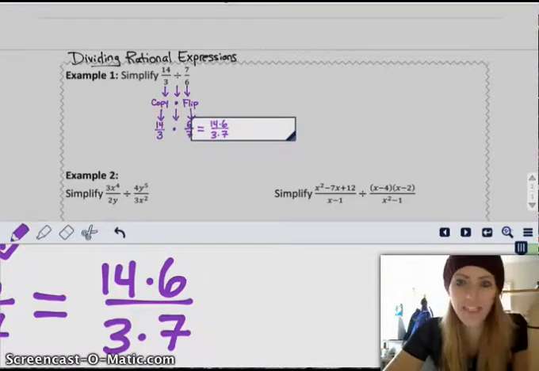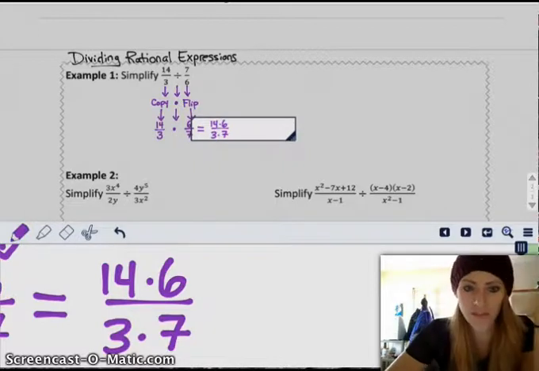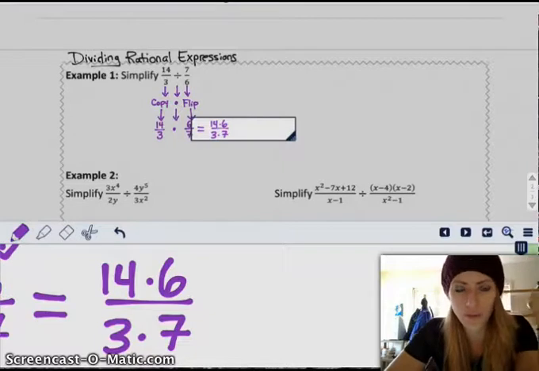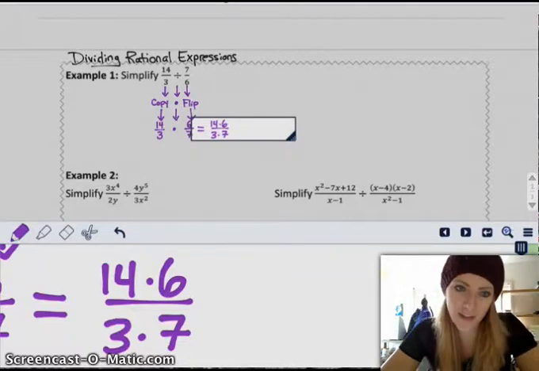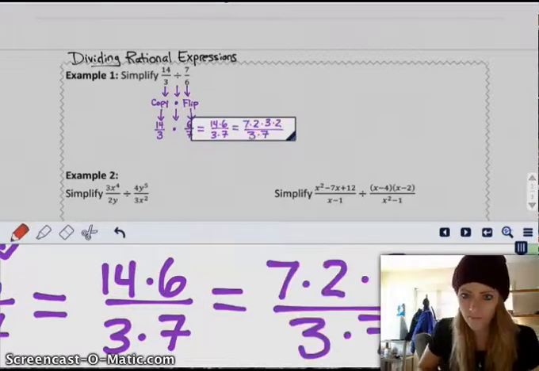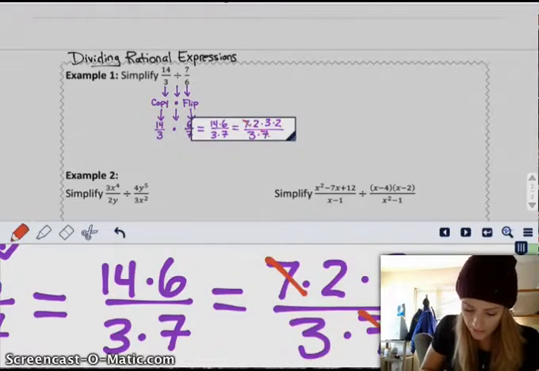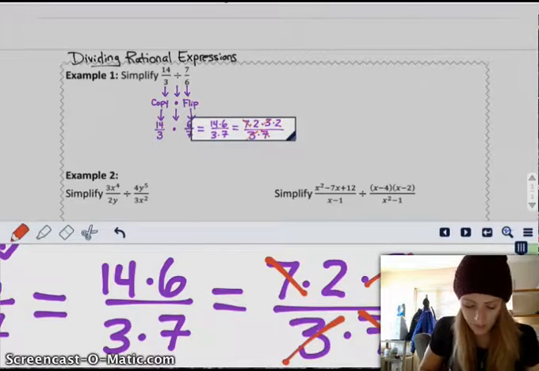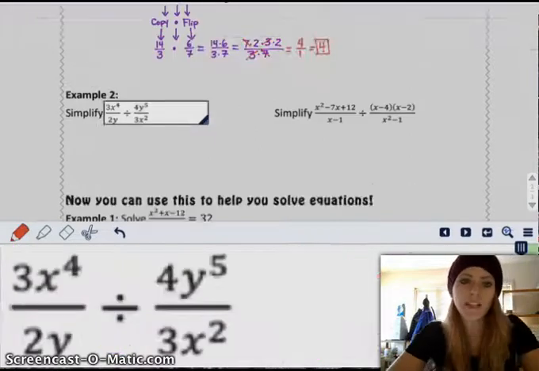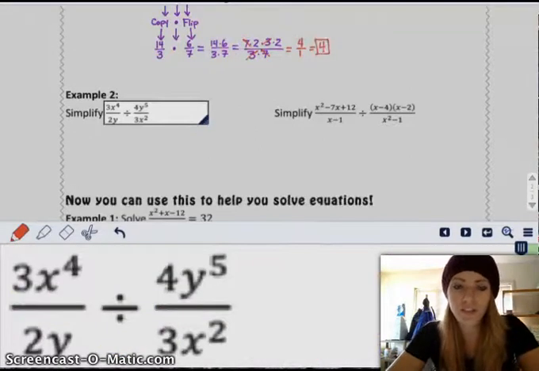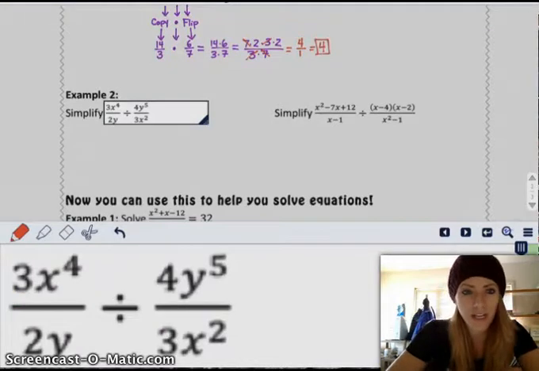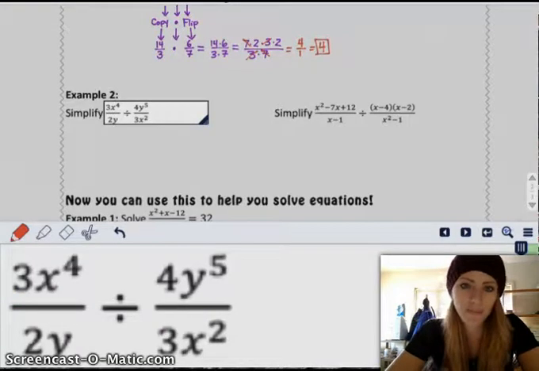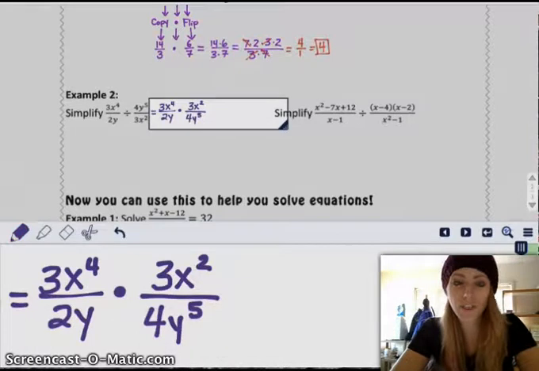So let's break down 14 into 2 and 7, 6 into 2 and 3, and then we can cancel some things out before we go to our final product. And by product, I mean the thing that we're making, which is a quotient. I can cross out a 7 and a 7, and a 3 and a 3, and I'm left with 4. Woohoo! Same exact thing for rational expressions. You copy the first one, change to multiply, and multiply by the reciprocal. And then we just multiply straight across.